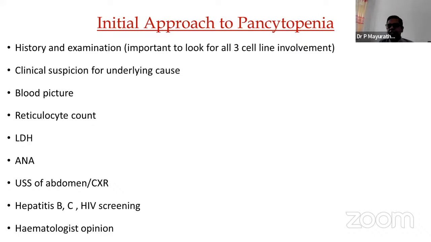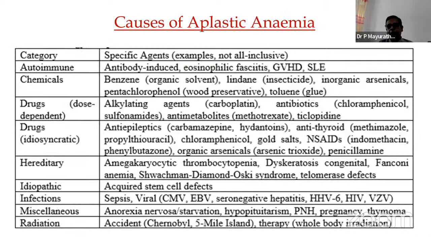Then another set of investigations. It is not in this order, you can do whatever order. Depending on your suspicion, maybe you can go for LDH, ANA, ultrasound scan of the abdomen to look for organomegalies, chest x-ray to look for any evidence of TB, and hepatitis B, C, retroviral screening. And definitely we might need a hematologist's opinion for further evaluation and management.